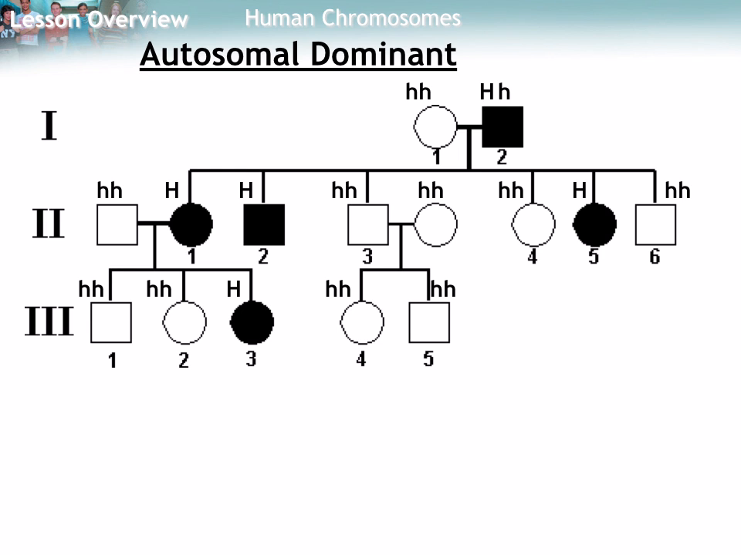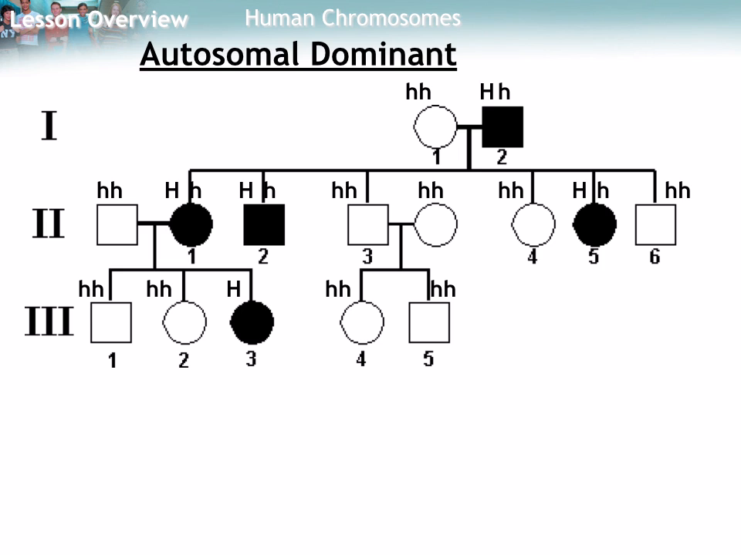Take a look at their kids who are affected in the second generation. Who do they get a capital H from, the mom or the dad? Since the dad is the only one who can give a capital H, the mom will give out a lowercase h to the affected kids, making them heterozygous.